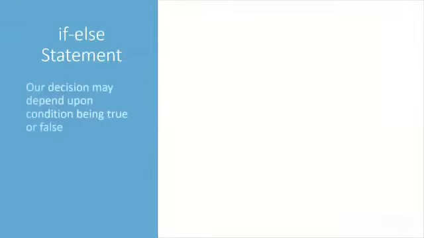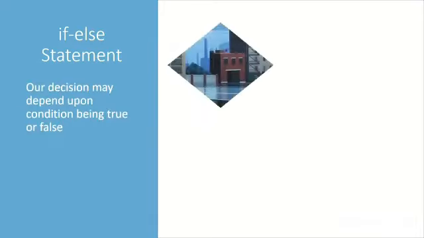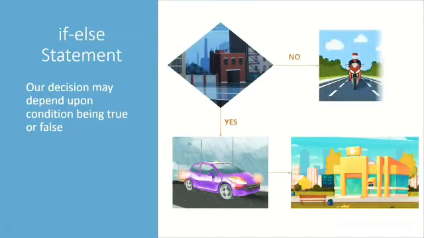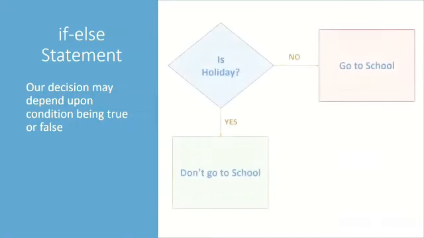Many times, we want to do one set of things if some condition is true and a different set of things if that condition is false. Building on our previous example, if it is raining, I will go to my office by car. Otherwise, I will go by bike. If it is a holiday, you will not go to school. Otherwise, you will go to school.